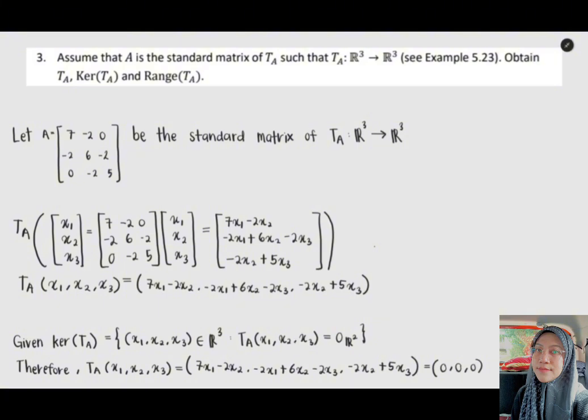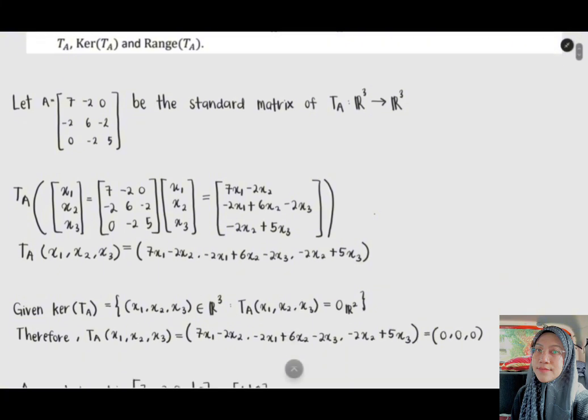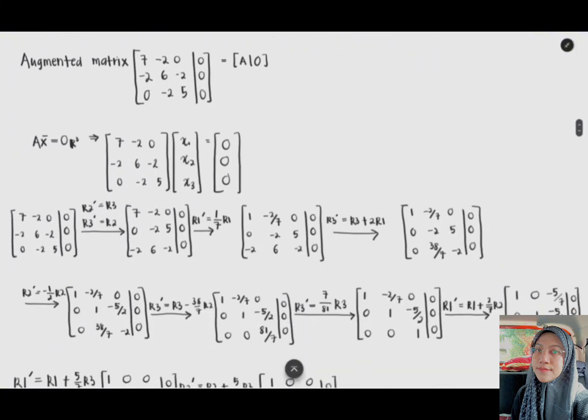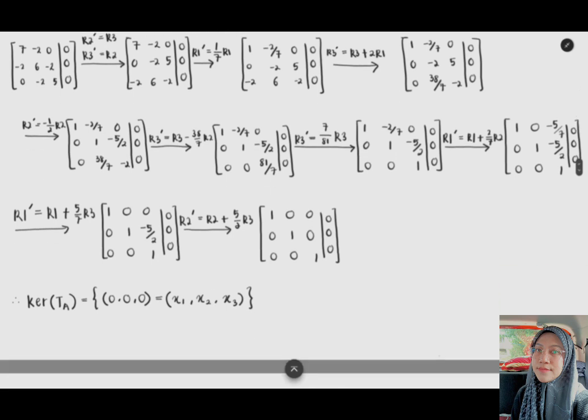So, first step, we write it down in the form of Ax equals 0 in an augmented matrix. Then we perform row operations until we get the RREF matrix. Therefore, the solution of the kernel of T is given by x1, x2, and x3 equal to 0.